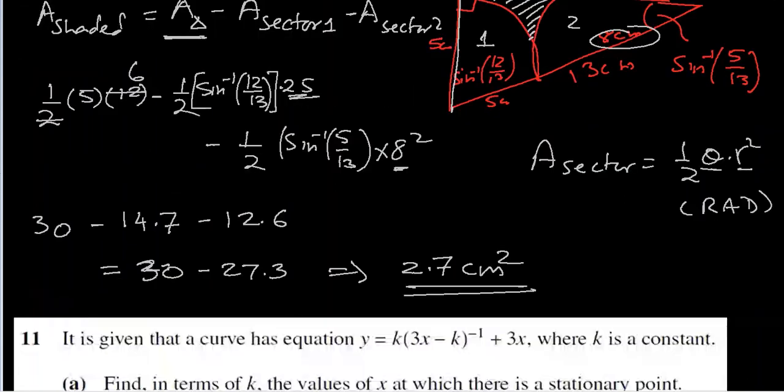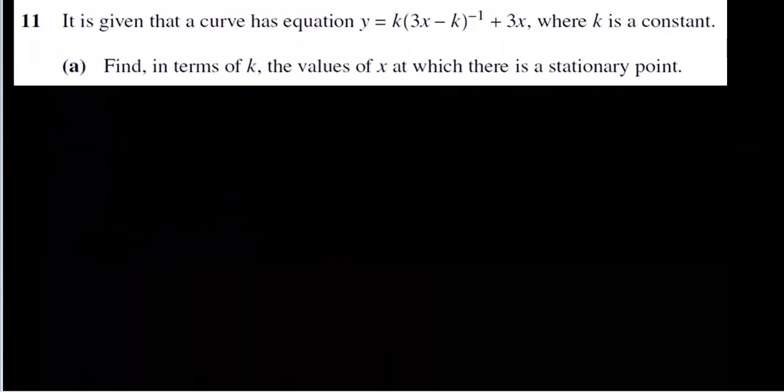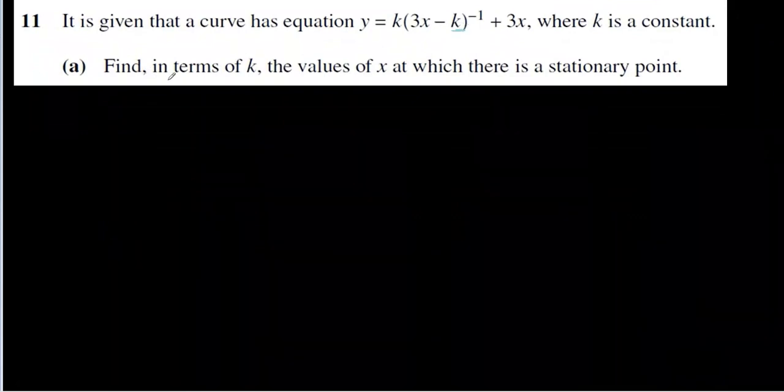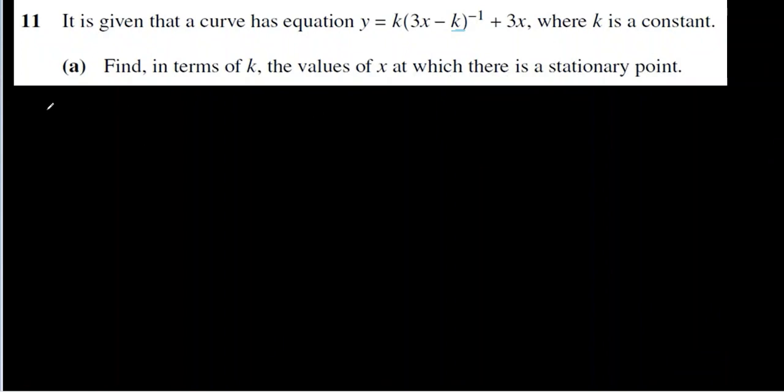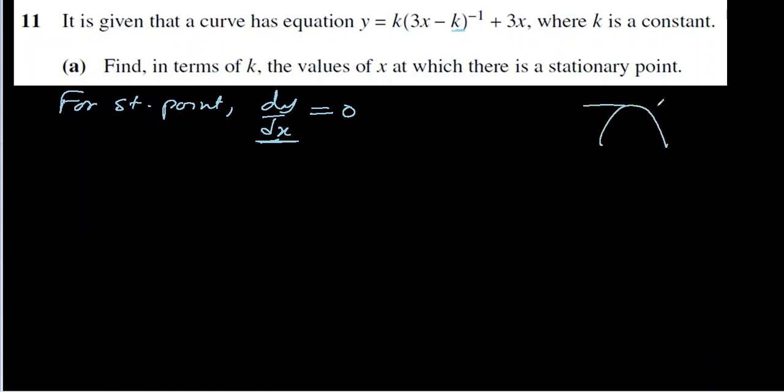Moving on to the next question, which is number 11. It is given that a curve has this equation where k is a constant. Find in terms of k the values of x at which there is a stationary point. So we know that for a stationary point, the differentiation of the function should be equal to 0 because this is the gradient of the tangent, and at a stationary point when the curve is changing its direction, the tangent is a horizontal line whose gradient is 0. That's why we write dy over dx equal to 0.